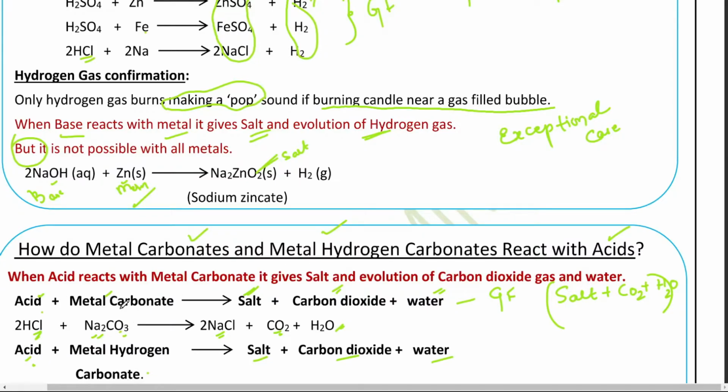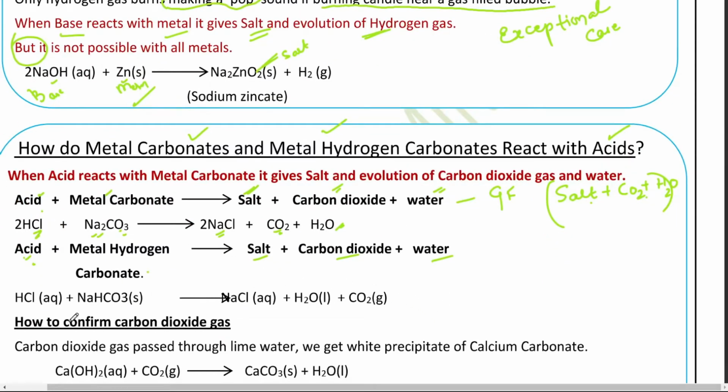So acid plus metal carbonate will give you salt, carbon dioxide, and water, and acid plus metal hydrogen carbonate will also give you salt plus carbon dioxide plus water. Okay, let's see an example for this. Acid, example HCl we have taken, and we have taken the metal hydrogen carbonate, sodium hydrogen carbonate, and we see that the byproducts formed are salt, water, and carbon dioxide. The gas that is produced here is carbon dioxide, and the water is formed.